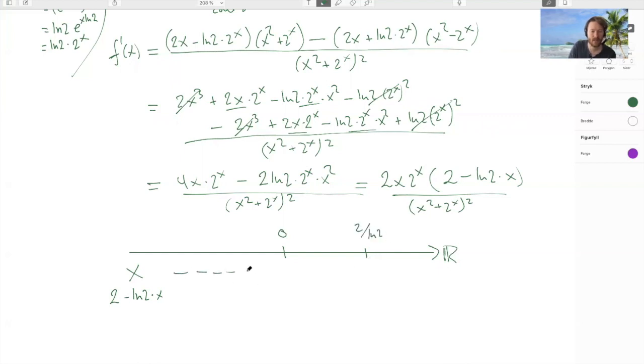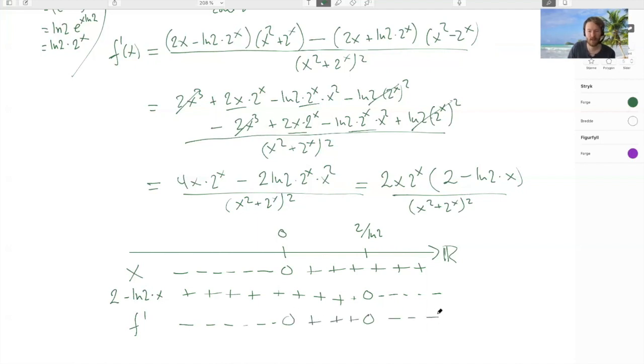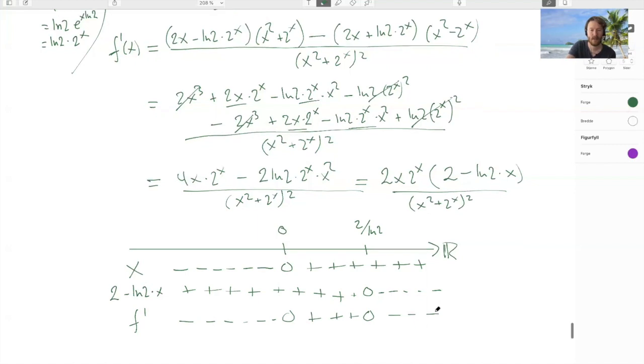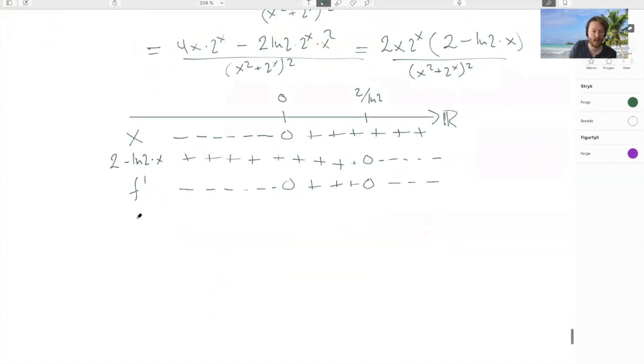So this is negative, 0, and positive. And this guy here is, if x is larger, positive, this dominates. So he is negative here until he's 0 there, and then he's positive, like this. And all in all, this means that f prime is negative here, 0 here, positive here, 0 here, and negative here. Now I use this corollary of the mean value theorem. So I translate this into information on f, saying that I'm decaying here, increasing here, and decaying here.